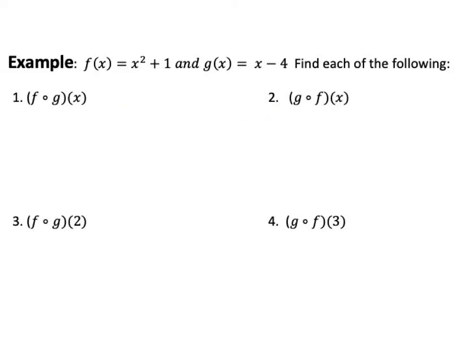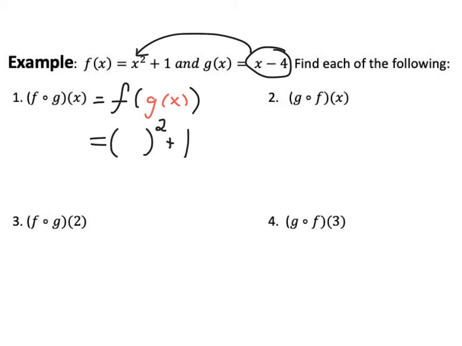Let's demonstrate this with some examples. So on the screen, f of x is quadratic and g of x is linear. And we are told, first of all, to compose f composed with g of x, which is equivalent to f of g of x, which means we're plugging in g of x, this function here, into f of x. So everywhere there's an x, I'm going to plug in x minus 4.